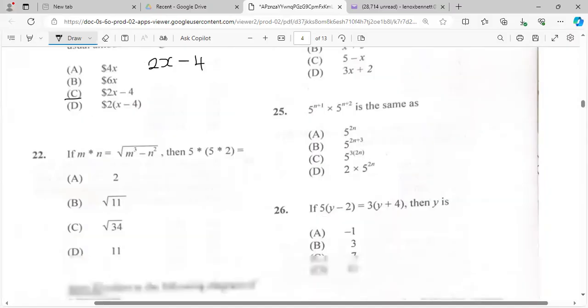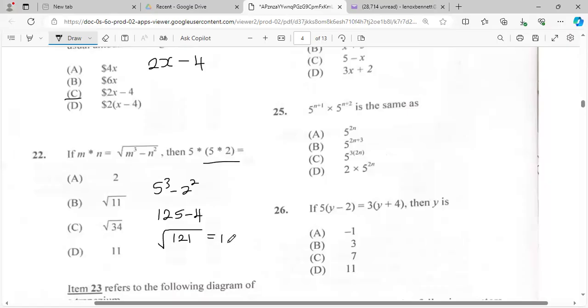Alright, 22 says if m asterisk n is equal to m cubed minus n squared, then 5 asterisk 2... Alright, I can work out this part first. So that's going to be 5 raised to the third minus 2 squared. So now we have 125 minus 4, which works out to 121. We have to find the square root. So this works out to 11. So the new number we're working with is 11.